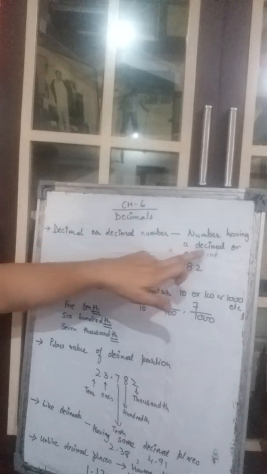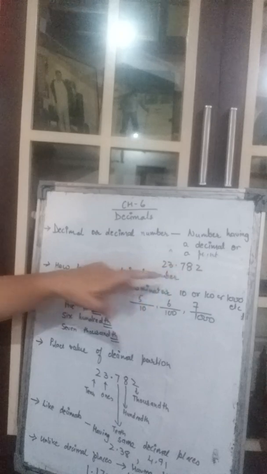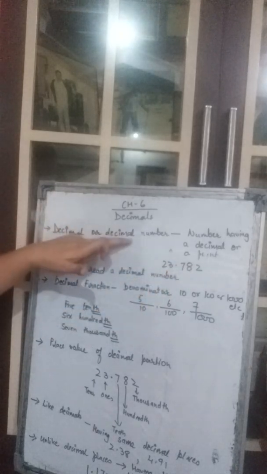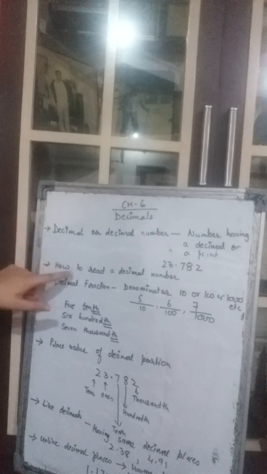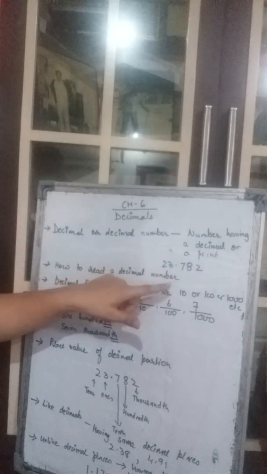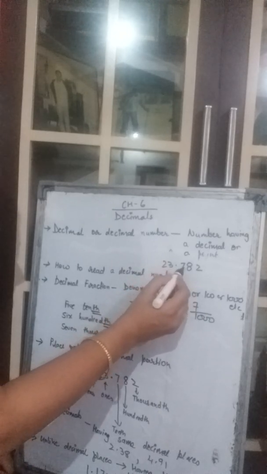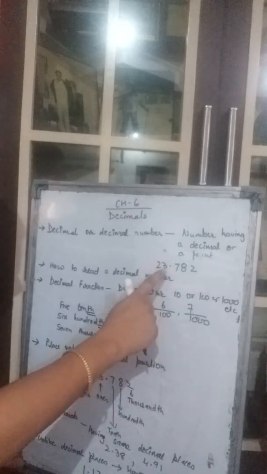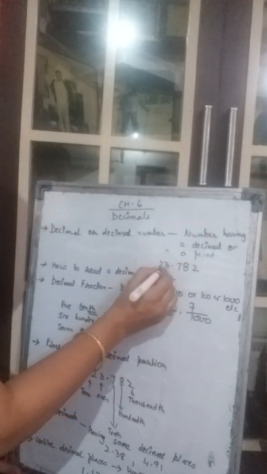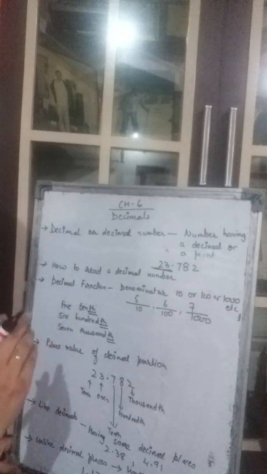The numbers which have a decimal or a point in between, they are called the decimals or the decimal numbers, right? Now, second important thing is how to read a decimal number. Here, for example, we take 23.782. So, how have I read it? This part of the number, the left hand side, this is read as 23. You know that very well.